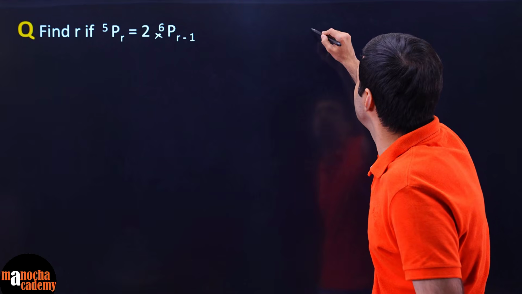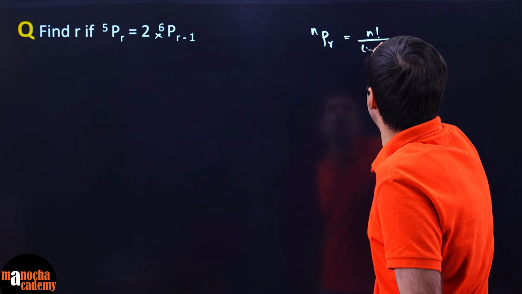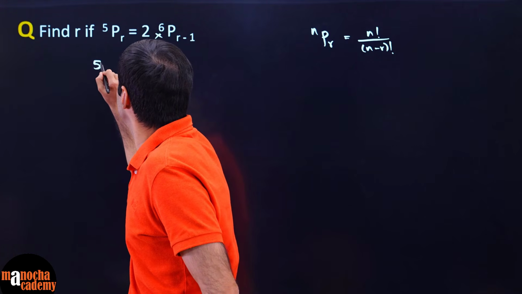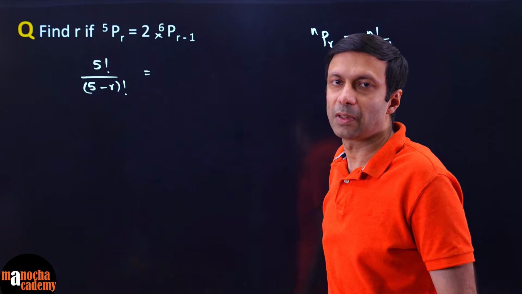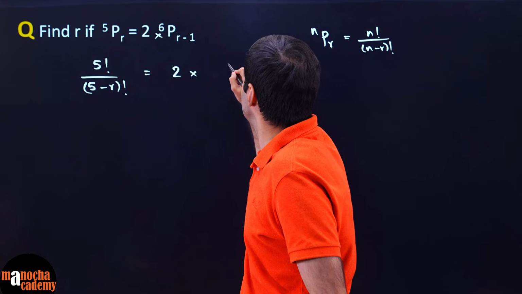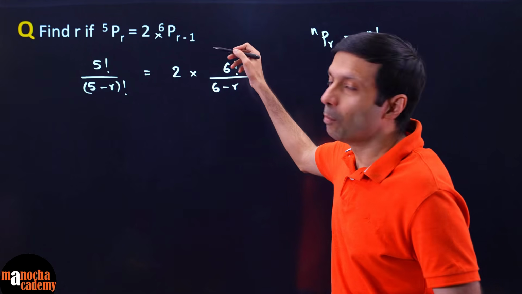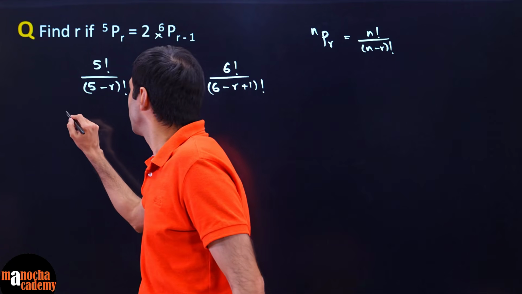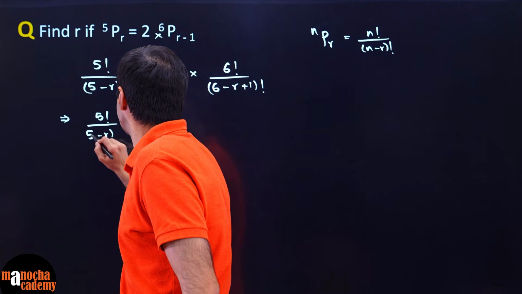So let's use our formula. What is the NPR formula? NPR is n factorial divided by (n minus r) factorial. So let's go ahead and use this formula here. 5Pr is nothing but 5 factorial divided by (5 minus r) factorial. This is the left hand side, right? And here you have 2 times, this is going to be your n is 6, so 6 factorial divided by (6 minus (r minus 1)) factorial. So that becomes plus 1 here. Now go ahead and simplify this. What do we get on the left hand side? We have 5 factorial divided by (5 minus r) factorial.